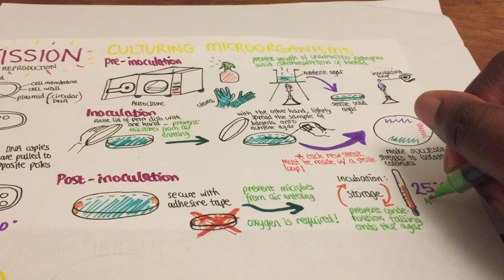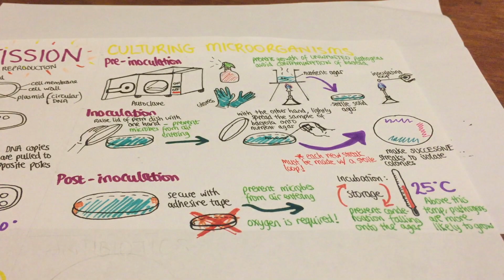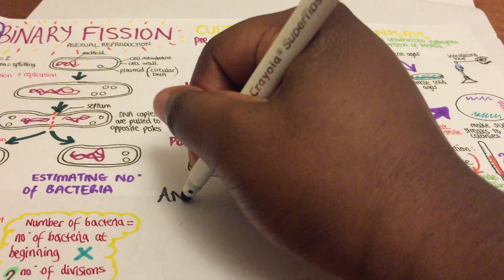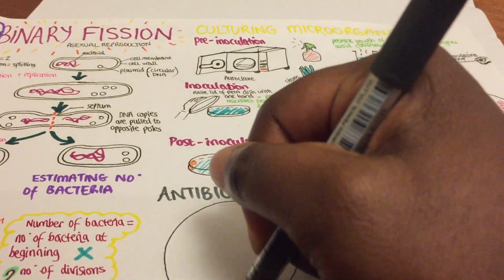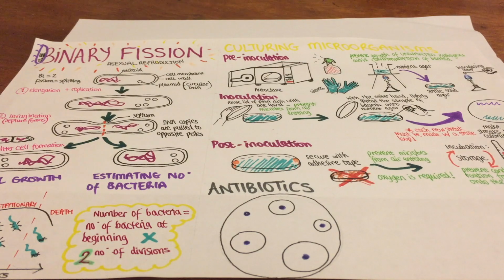In school laboratories, cultures should be incubated at 25 degrees. This prevents the growth of pathogens that are more likely to grow above this temperature. However, in industrial conditions, cultures are incubated at higher temperatures so that they can grow faster. In school, you may have investigated the effect of antibiotics. These are drugs used to prevent growth and kill bacteria.